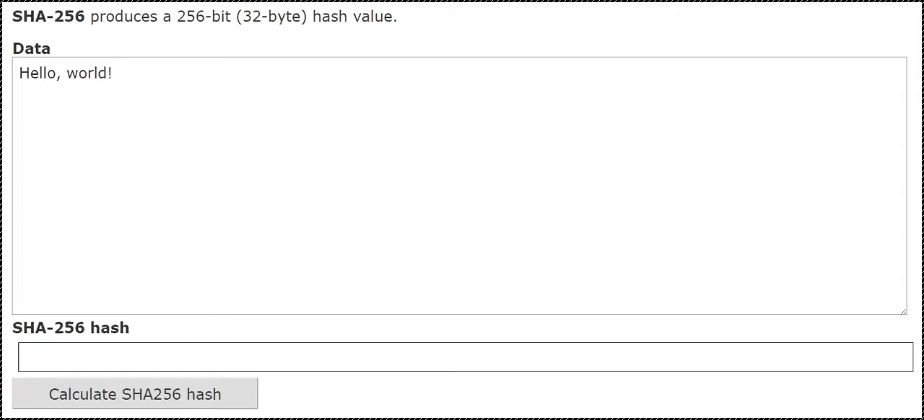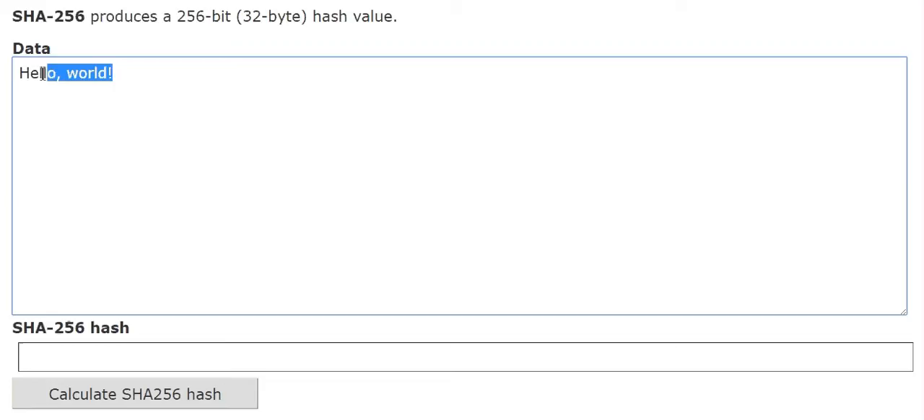Second, it is extremely computationally difficult to create a piece of data with a specific hash. Third, it is collision resistant, meaning it is extremely unlikely that two different inputs will share the same digest. Bitcoin uses SHA-256, which returns digests that are 256 bits long.